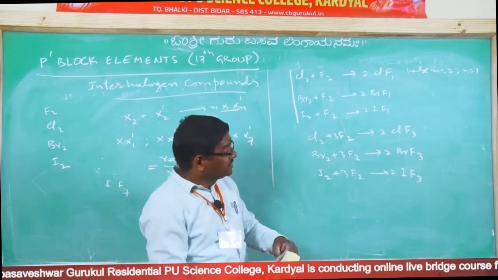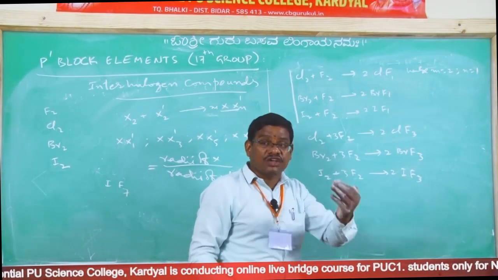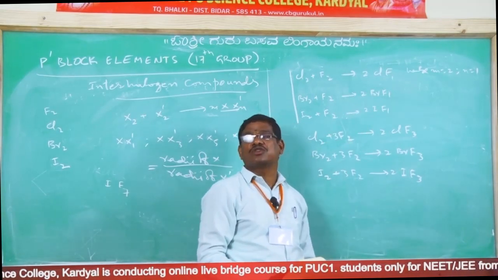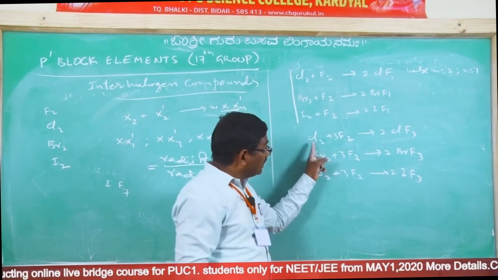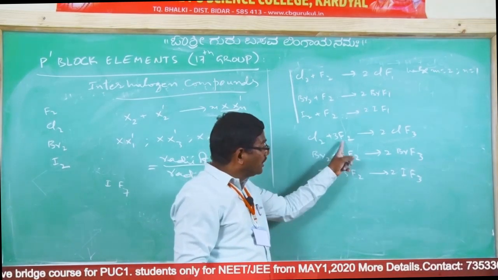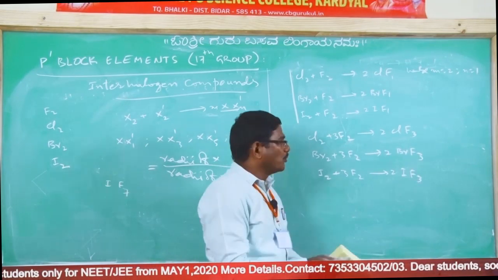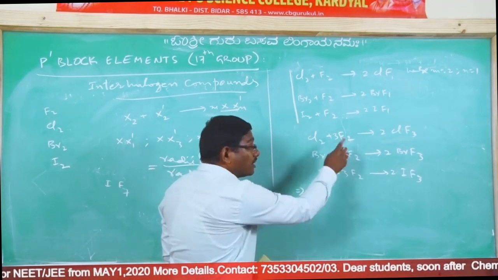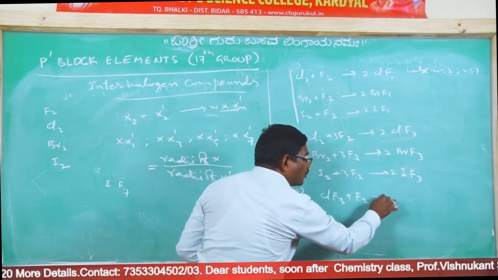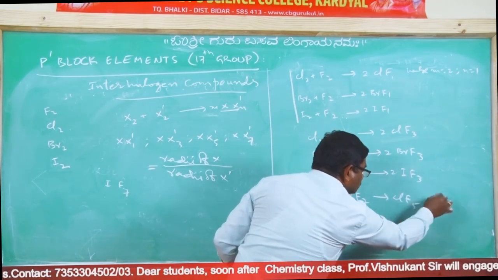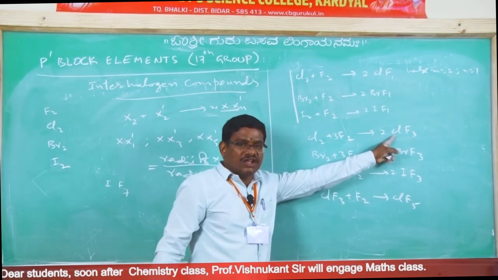Clear? In these 3 compounds, which compound further reacts with excess fluorine to give a compound containing more halogen atoms? IF3. Right? Directly the halogen atoms in elementary form may combine to give interhalogen compounds like this. Later, suppose ClF3 is there. This ClF3 further reacts with fluorine and gets converted into ClF5. Follow? Cl2 plus 3F2 gives 2ClF3.